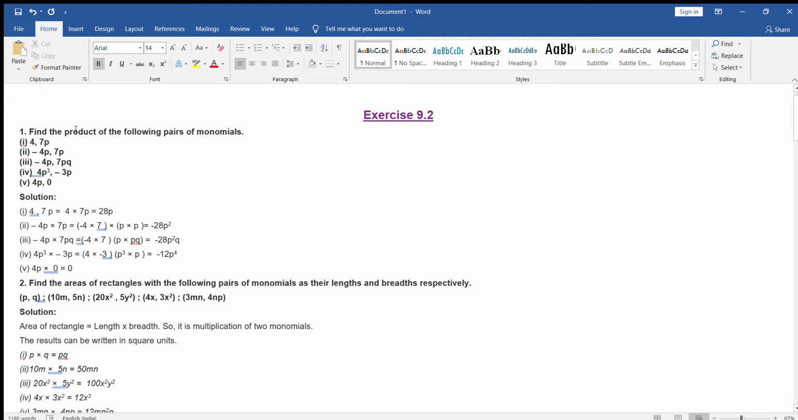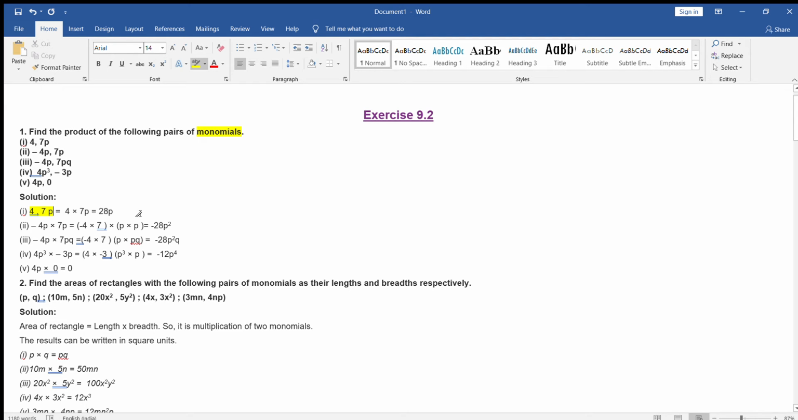So question number one is to find the product of the following monomials. Monomials means they have one term. For finding the product, we have to multiply the variables together and the constants together. In this first question we have two terms, 4 and 7p. We multiply the variable, that is p, and we multiply the constants, that is 4 into 7. So 7 4s are 28 and p is as it is.